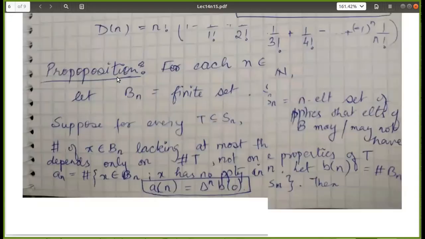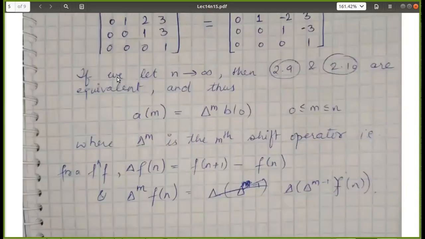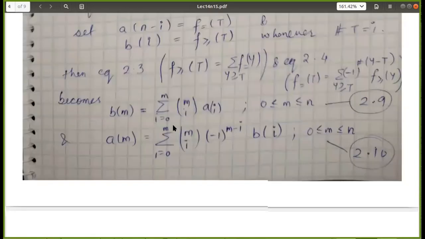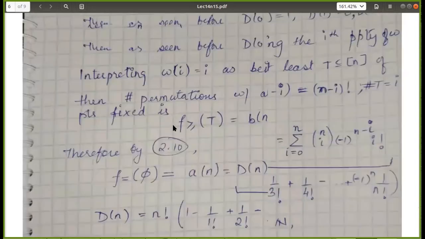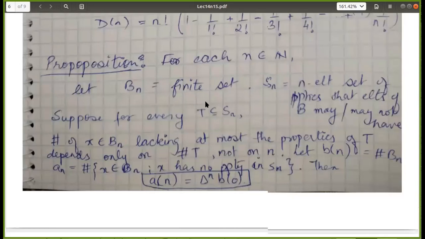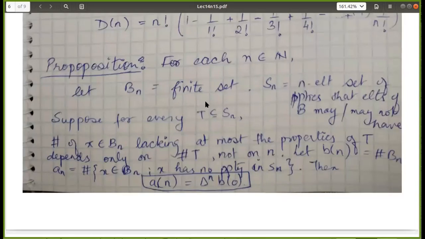So what happened earlier was, we did this entire thing for a restricted case. And here we are giving a general formulation that whenever you have a finite set and a set of properties such that the number of elements that lack at most the properties of T depends only on the cardinality of the set and not on the full cardinality of this property set, then A_n is the nth difference operator of B_0.